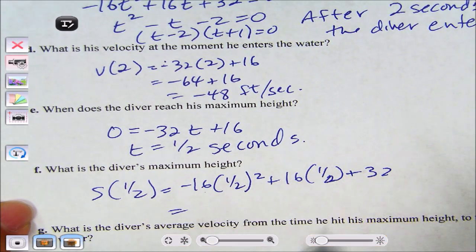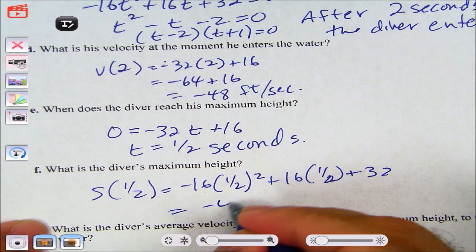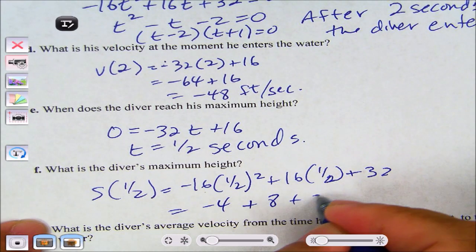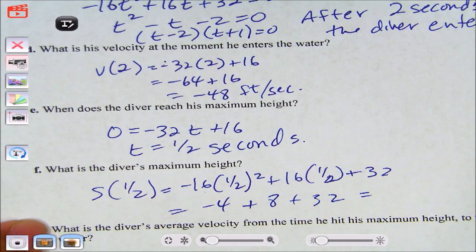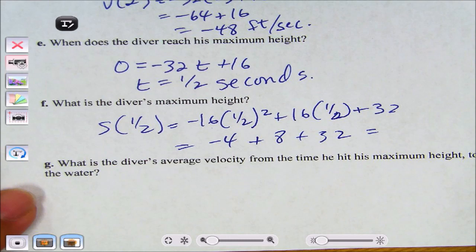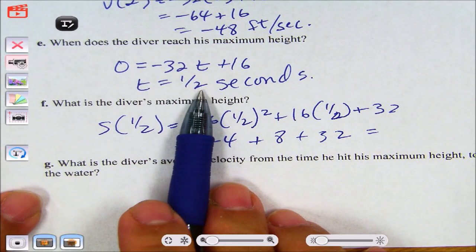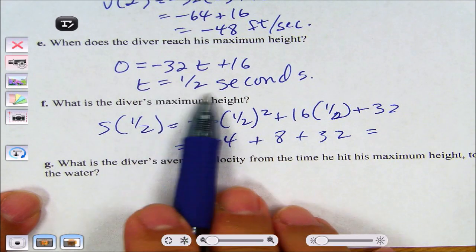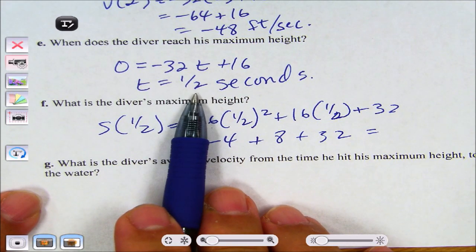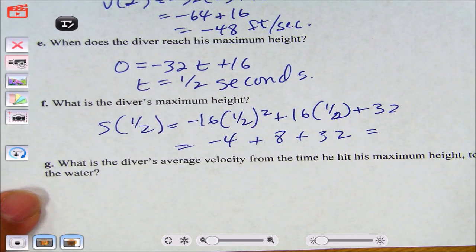It's a lot of work. It's a lot of work. Is that negative 4 plus 8 plus 32? That's the position. Okay. Not the when. How'd you get all that? When is the half, right? Yes. That's a point in time. Okay. How'd you get all that? Do you square the 1/2? Yes.